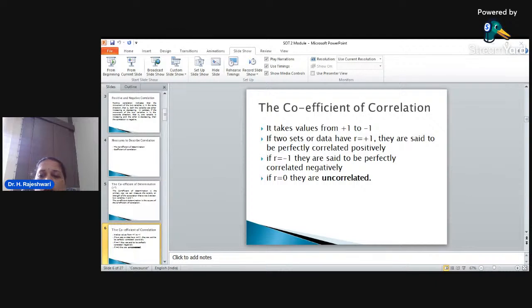In that case, please refer to page number 73 from the app. You can take a printout of that and keep it.